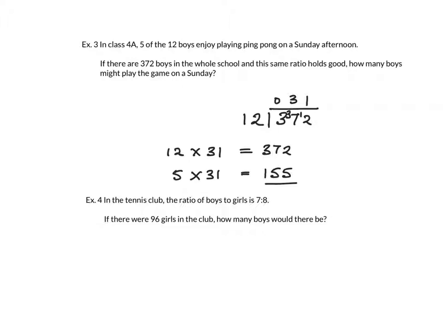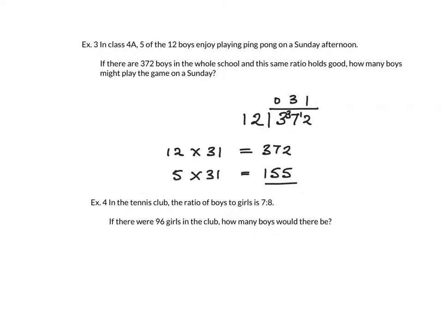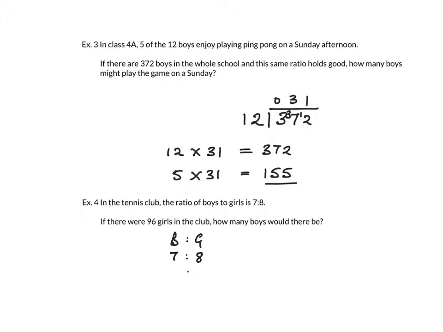Exercise example 4 is a similar question. The ratio of boys to girls is 7 to 8. So if we have boys to girls, 7 to 8. Now, there were 96 girls in the club, so if I put a 96 here, how many boys will there be? Well, just like in the last example, what we need to do is to find out how many times we multiply 8 by to get 96, or how many times does 8 divide into 96.